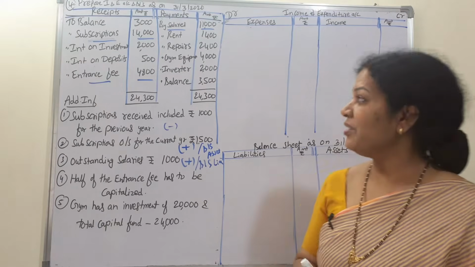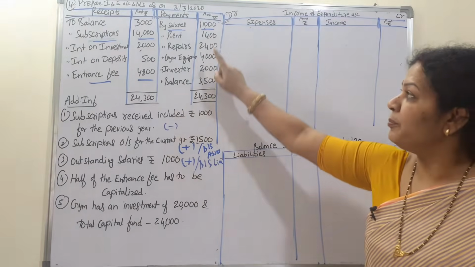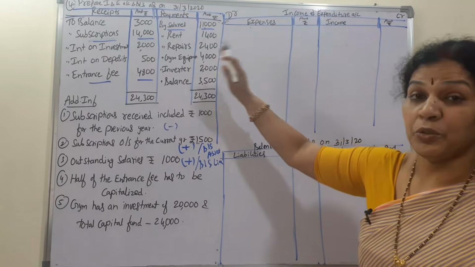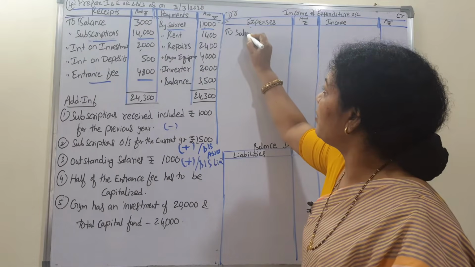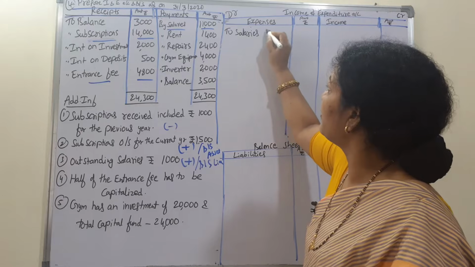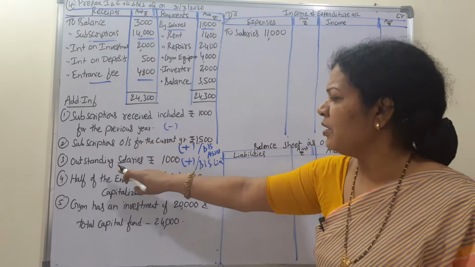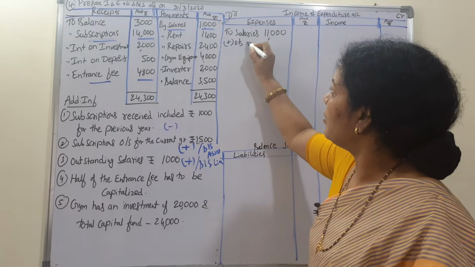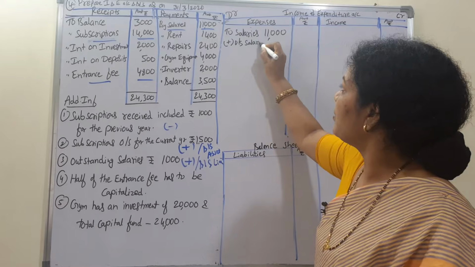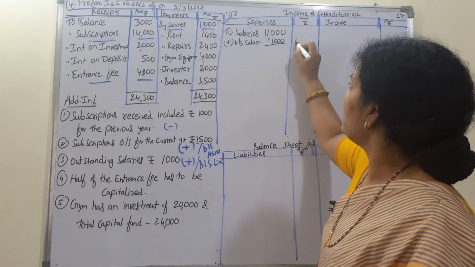So let me work out this. We'll start with the credit side, payment side. Salaries, credit to debit. Expenses, no? So salaries, we'll write in the inner column because there is an adjustment, 11,000. What is that adjustment? Outstanding salaries 1,000, add outstanding salaries 1,000, so it will be 12,000.